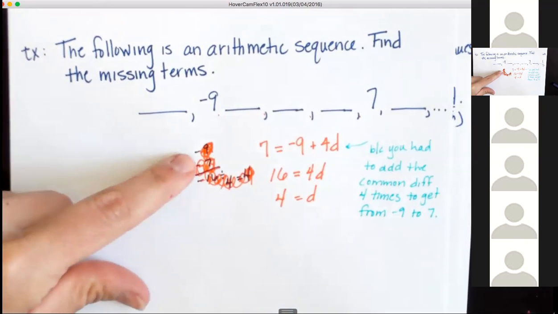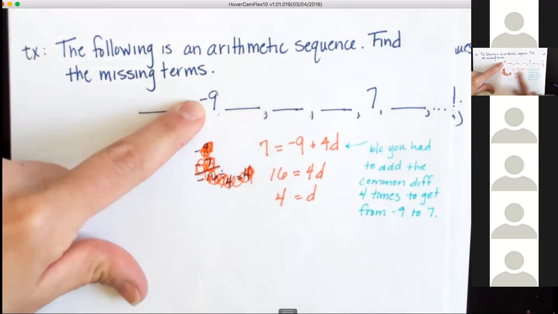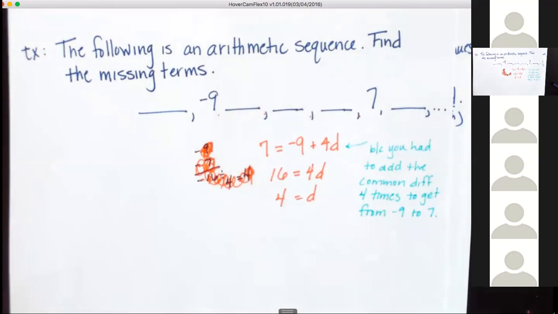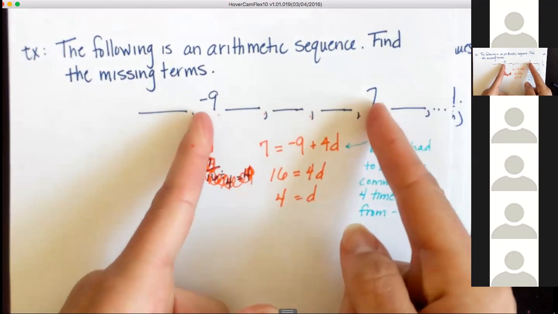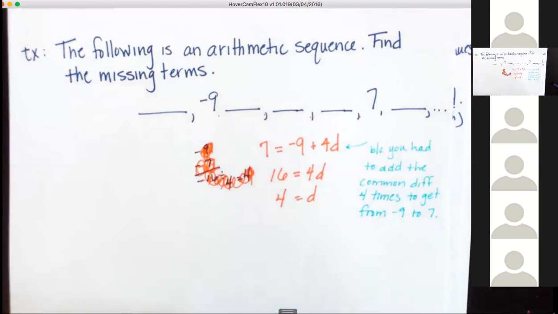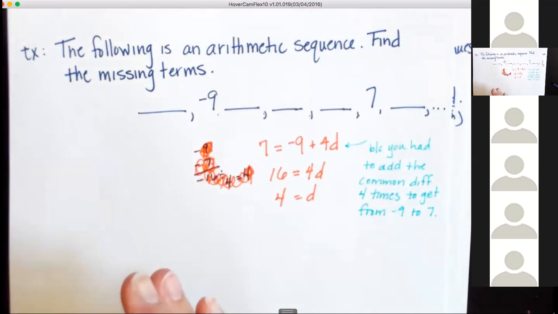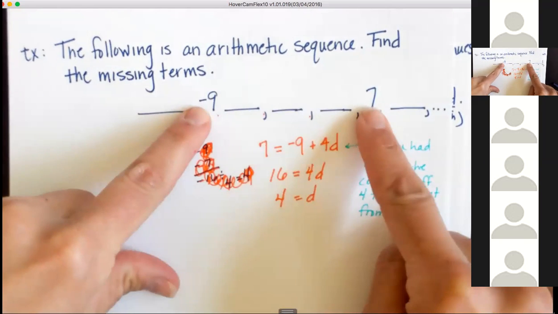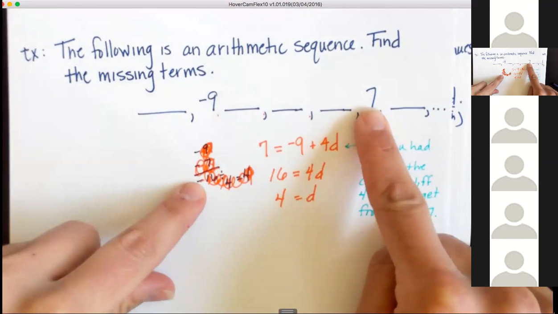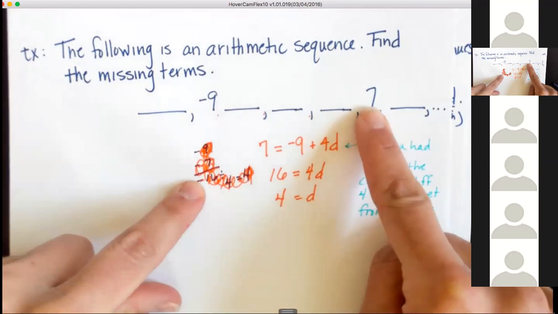And underneath here, I took my -9 and I subtracted 7 because I wanted to know what the difference was between these two. And if the pattern is arithmetic and it's supposed to stay the same, my increment should be divided evenly. So there's 16 spaces between these. And I showed it because I thought that would help with the notes.